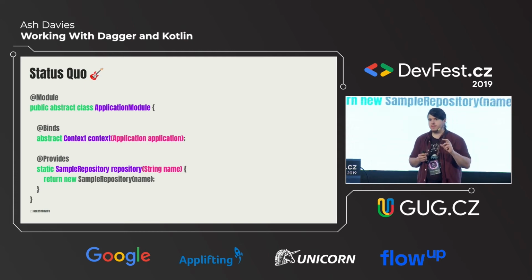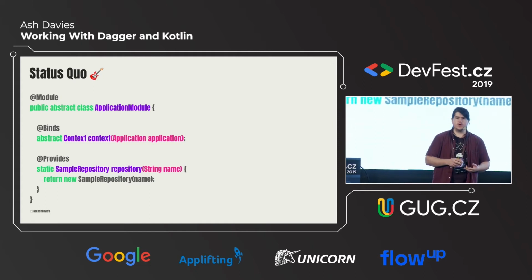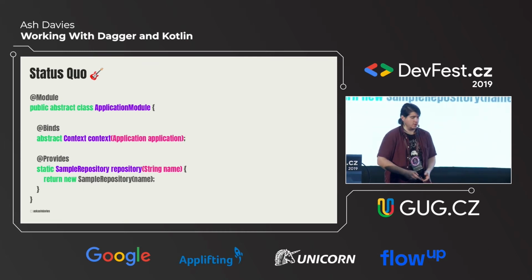Now, the complication here is that we're using both an abstract and a static method in the same class. Now, this is fine in the Java world. We can do this, no problem, but not so much in Kotlin.